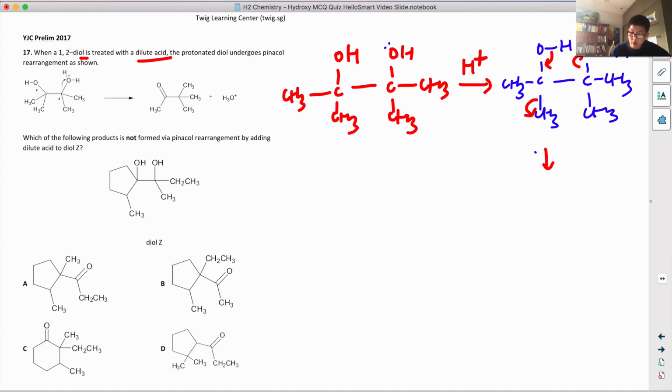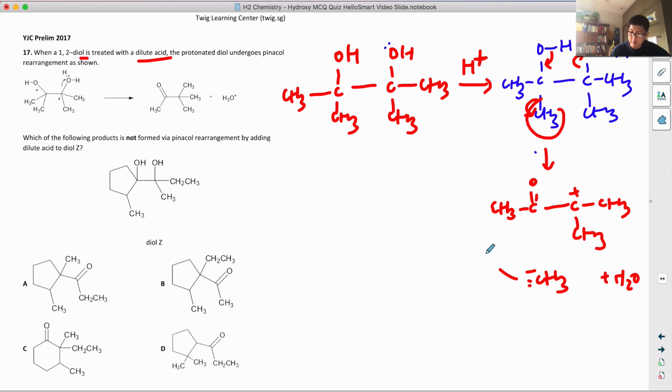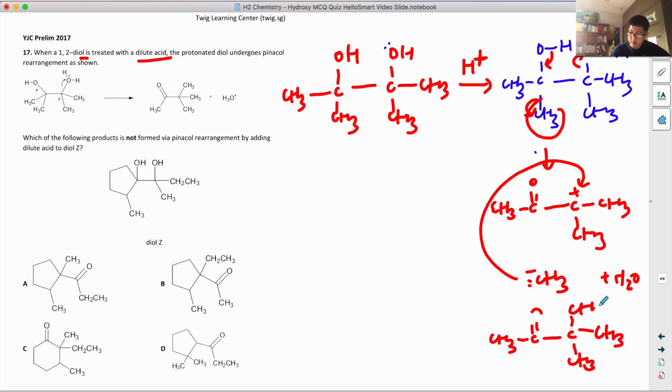Let me just draw it out. You get CH3, a C double bond O. Then this is CH3, this is CH3, and this carbon becomes a plus. And water is being formed. See that? And this guy here actually becomes CH3 minus. So this CH3 minus will attack this carbon, and then you end up with the product, which is CH3 double bond O, CH3, CH3, and CH3. Can you see that?